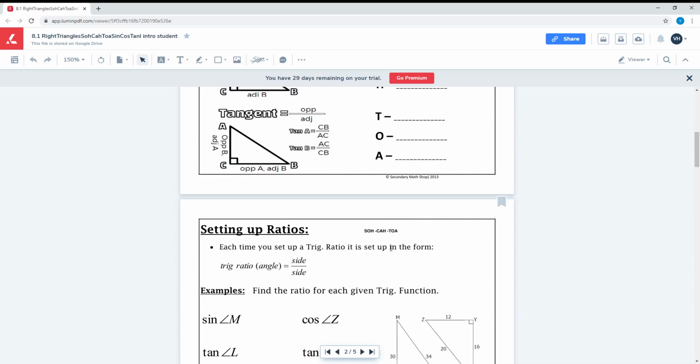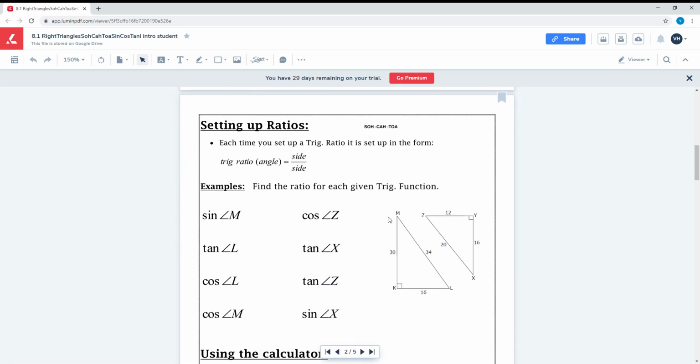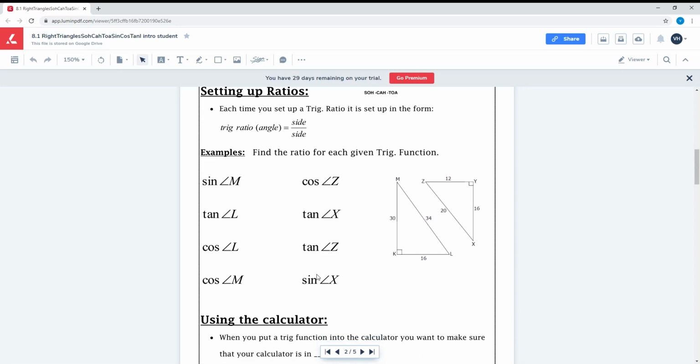So yesterday was just a little intro, and today's also gonna be a little intro, kind of to wrap up our intro. So I just wanted to split it up, just so you guys really had time to process this new concept. Okay, so yesterday you set up ratios, and you should have done that in your assignment.